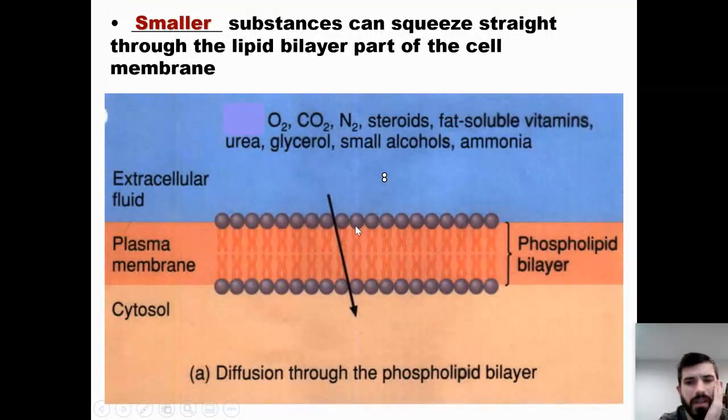So those smaller substances can just squeeze right through, as I just talked about. Just like that. See that little white thing moving right through? Nice.